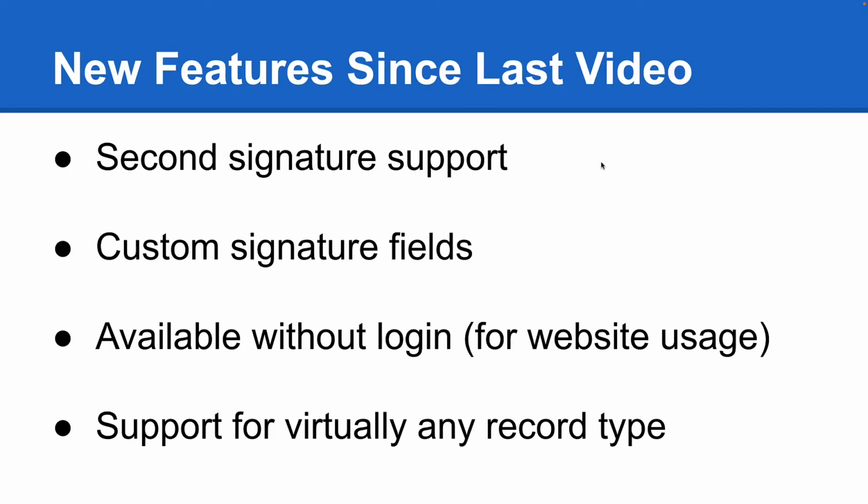Now, this bundle has been around since 2015, and you may have seen the previous videos on it. In recent years, we've added quite a few helpful new features that we'd like to highlight for you. We now have support for second signatures on records. We allow you to add custom fields to the signature process. The signature suitelet is now available without login, meaning that you can use it on your website, and we have support for virtually any record type. Without further delay, I'll show you a live demo now.